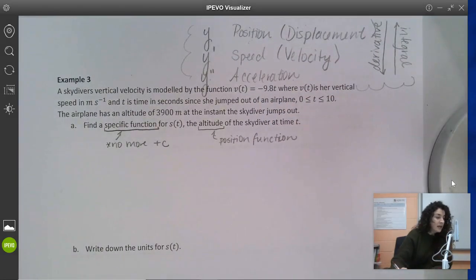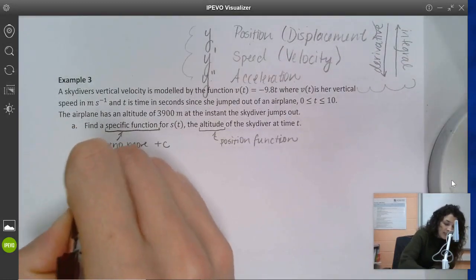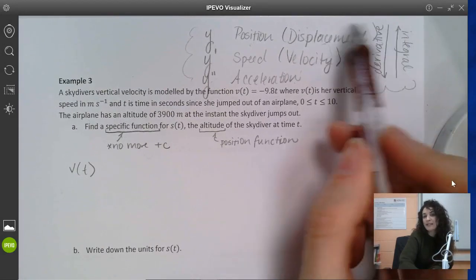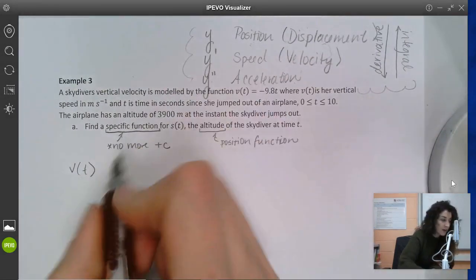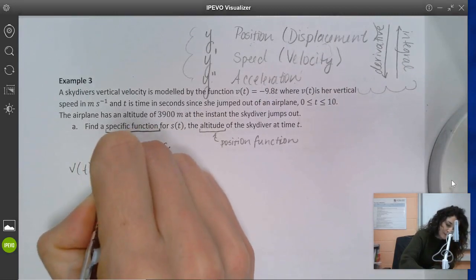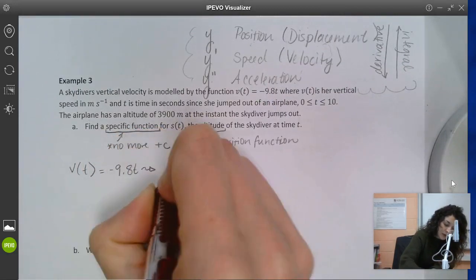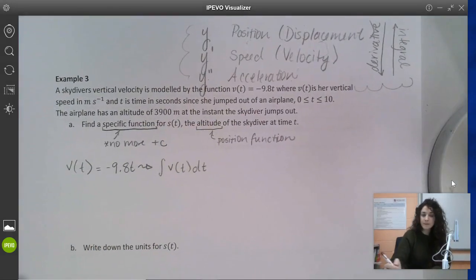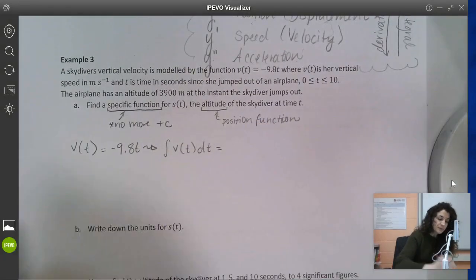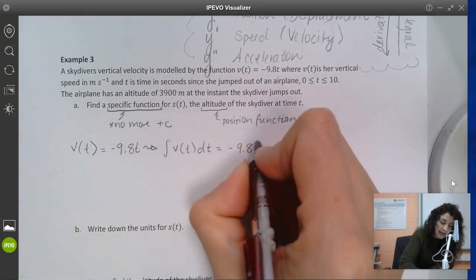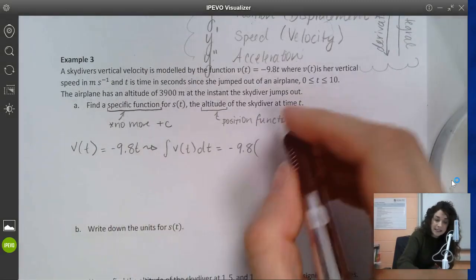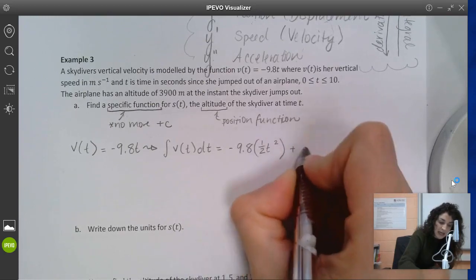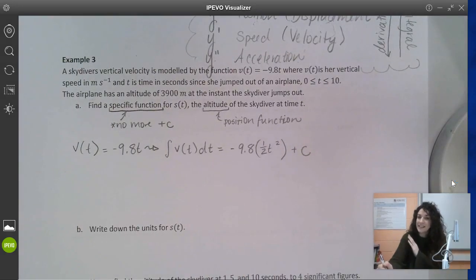There we go. So if we have v of t, which is our velocity, and we want to go to displacement, that means that we need to find the integral of this function right here. So we want to find the integral of v of t. So we have that coefficient, negative 9.8, and then we raise t to the second power now. We go up by 1 power, and then we have to divide by that 2. And then we still have that plus c at the end for now.